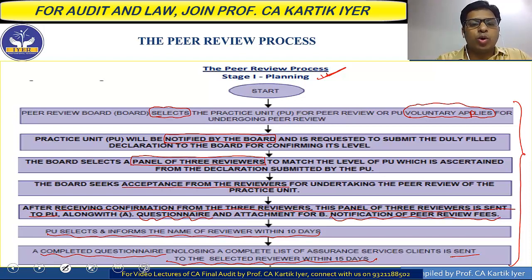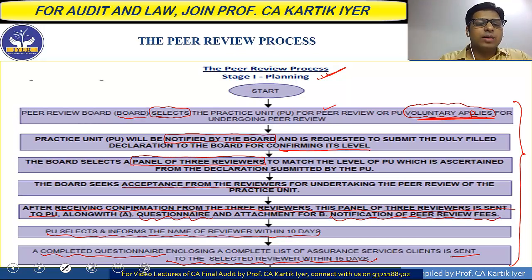The Peer Review Board, that is basically called the board, selects the practice unit for the peer review. The practice unit voluntarily applies. As we said, the practice unit can voluntarily apply also for undergoing the peer review. Okay. Next, the practice unit will be notified by the board and is requested to submit the duly filled declaration to the board for confirming its level, as we read the same thing. Okay.